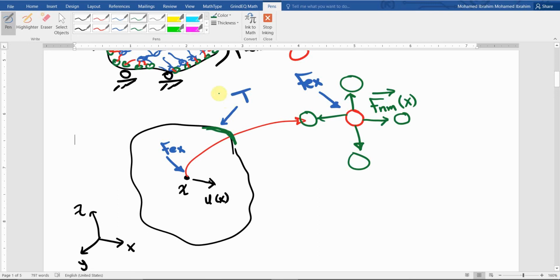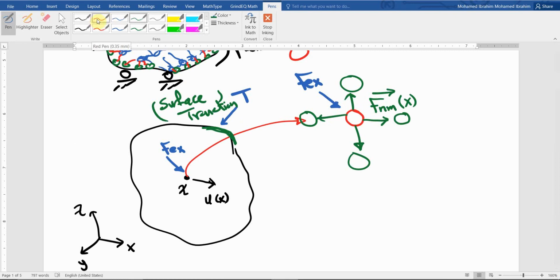But the effect of this force T is an indirect effect. This force T is known as surface traction. We are going to give it the name surface traction. Traction means force. It is known as a surface force or a surface traction acting on the surface of the continuum. Make sense? So far we discussed three different types of forces.